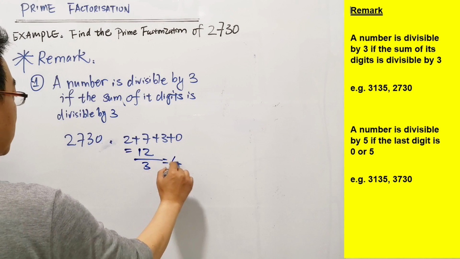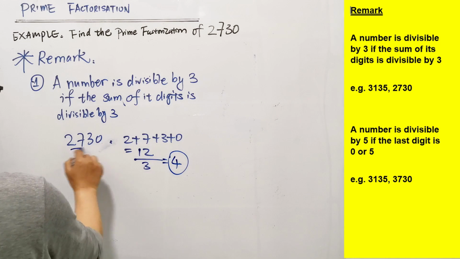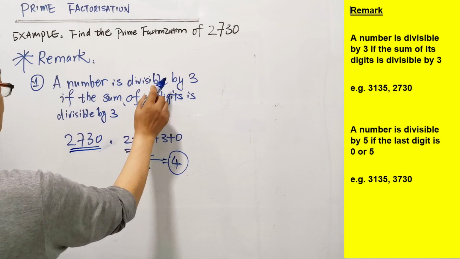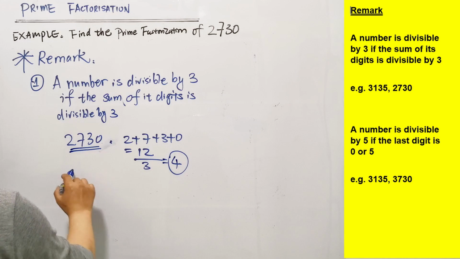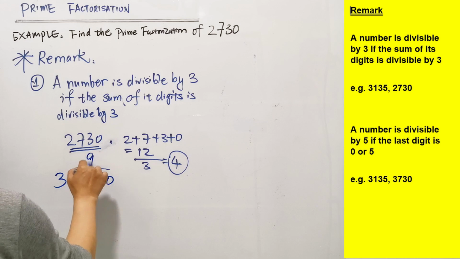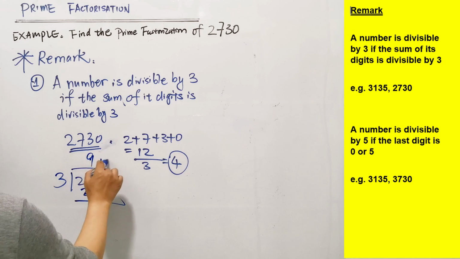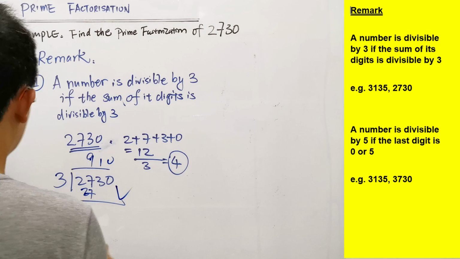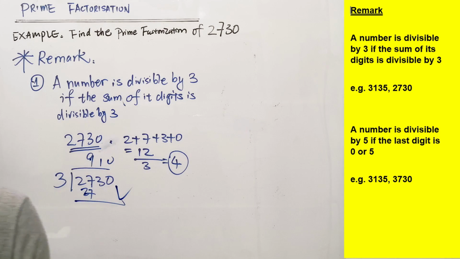Yes, we got 4, right? So this number is divisible by 3. So in this case, it definitely can be divided by 3. So here is 9, right? So about here, 1. Okay, good. This is correct, right? Remember this remark 1.